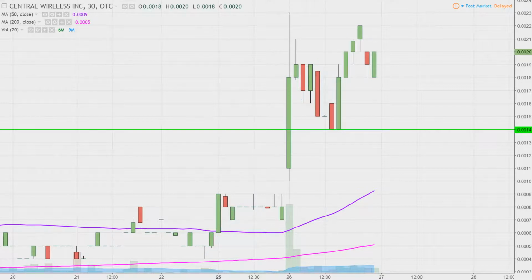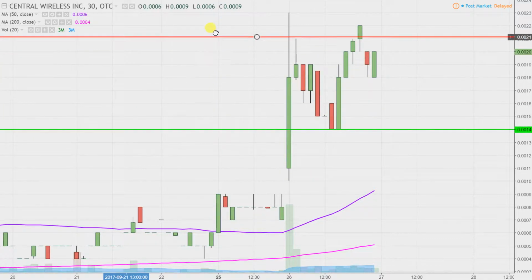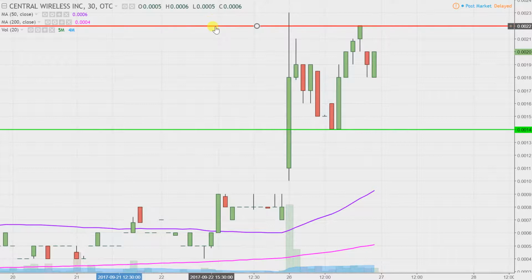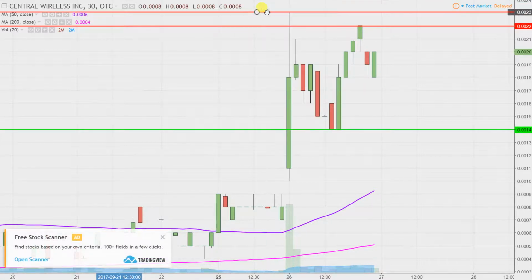What about areas of resistance? At this point in time, I'm just going to create a resistance zone since you could really go either way with this. So the beginning of the zone starts at 0022, and then the top of the zone is just right up there at 0023.